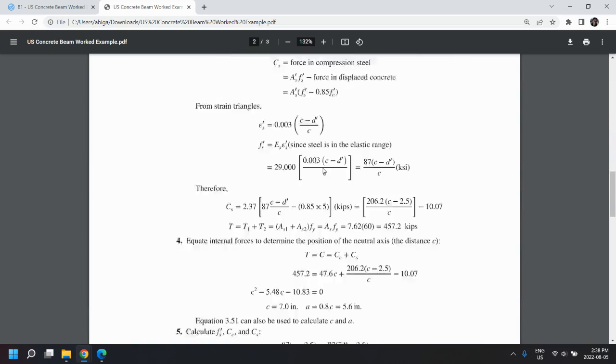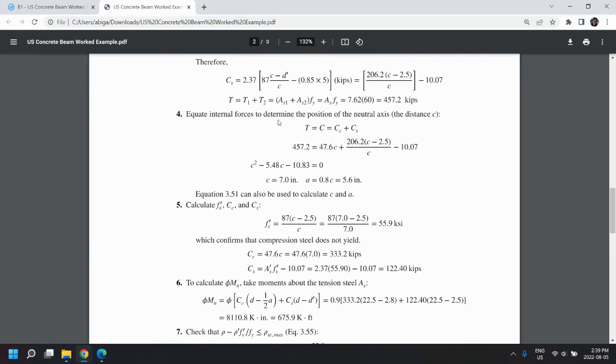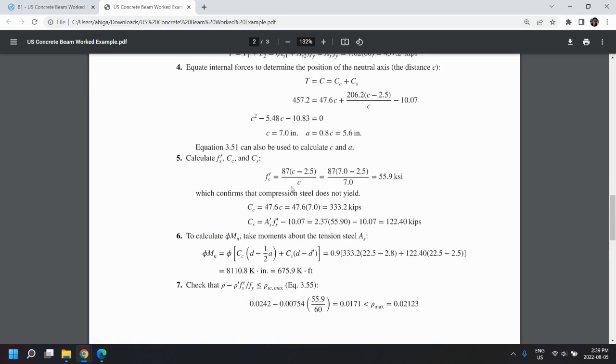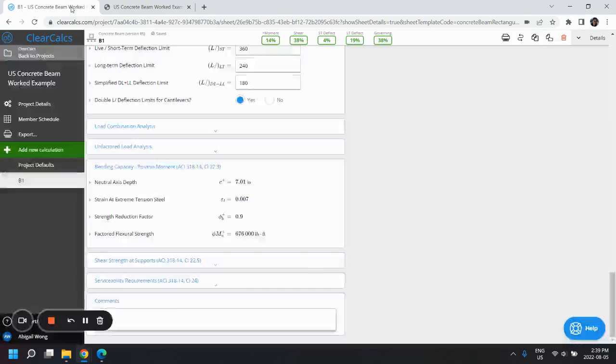Going back to the example, we can see that they determined the position of the neutral axis by balancing the tension and compression forces. They got a value of 7 inches, which is what was obtained in ClearCalcs. For their moment calculations, they also used a strength reduction factor of 0.9, and they got 675.9 kip-feet. ClearCalcs had obtained 676,000 pounds-feet, which is rounded to 3 significant digits and is exactly what we had obtained in the textbook.